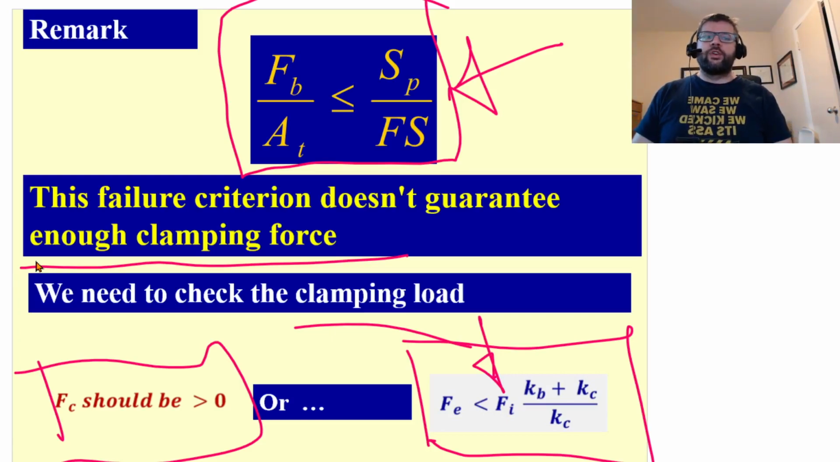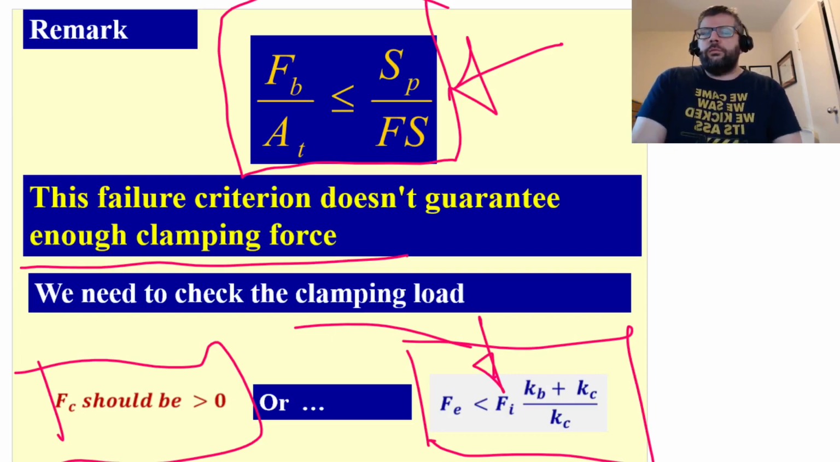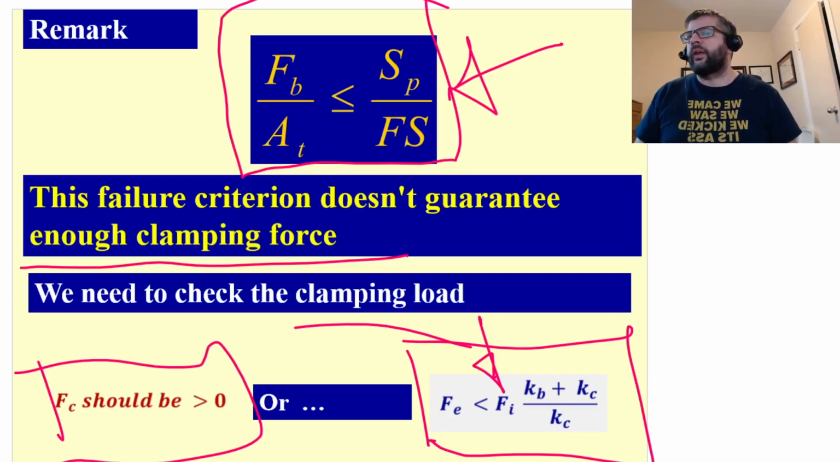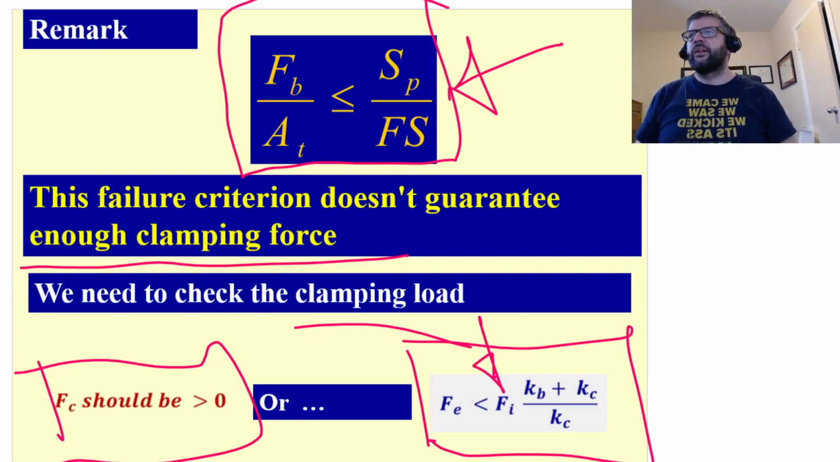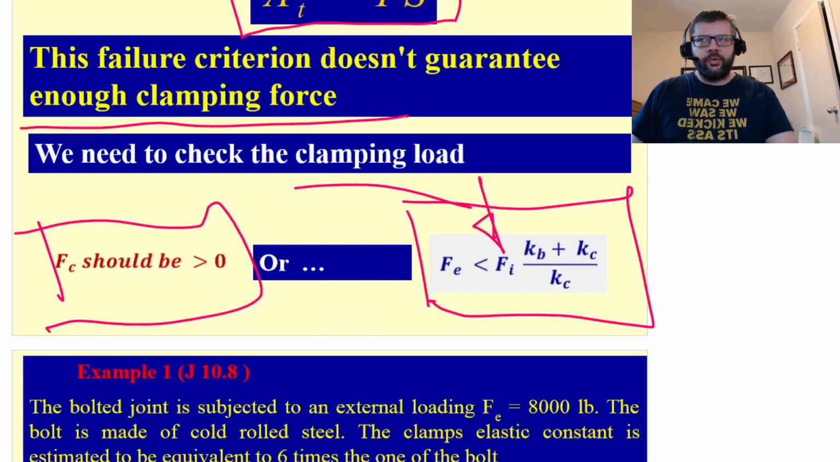Now there may be some situations where your design calls for a clamping force above a certain amount at all times. So it may not be that FC needs to be more than 0. It may mean that FC needs to be more than 100 newtons or 5,000 pounds, or whatever it happens to be. You're just going to have to adjust your failure criteria appropriately.